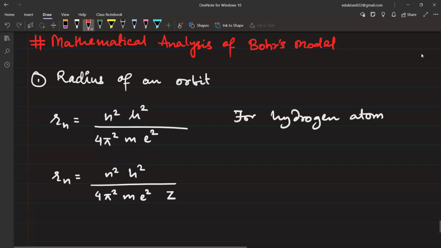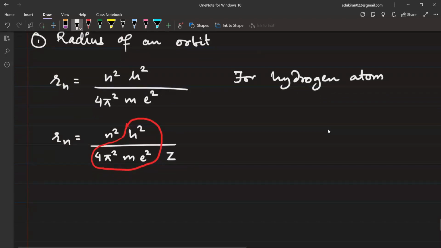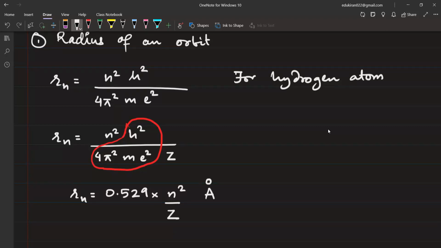Okay, now please listen here, guys. h is also a constant, Planck's constant. 4 is also a constant, pi is also constant. The mass of electron is also constant. Elementary charge is also constant. So all of these things are constants, and the value came out to be, what you have to remember, is equal to 0.529 multiplied by n square divided by Z angstrom, and here you are going to get the radius of the orbit in angstrom. Okay, now this is the formula that you have to remember.